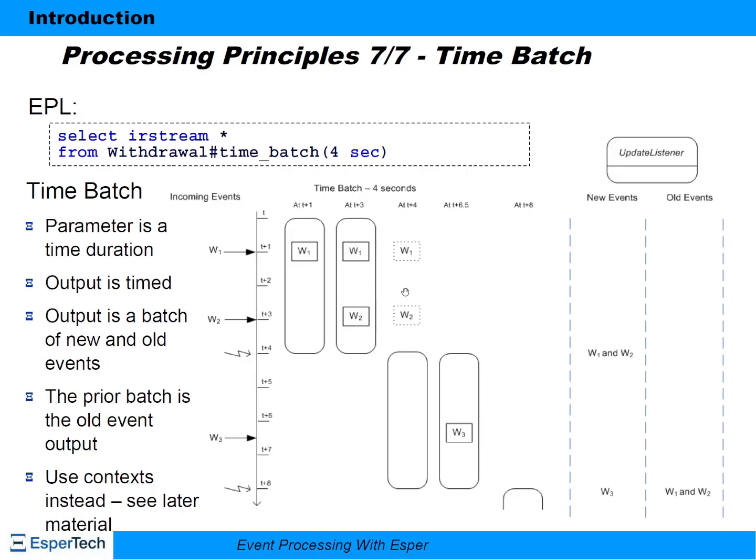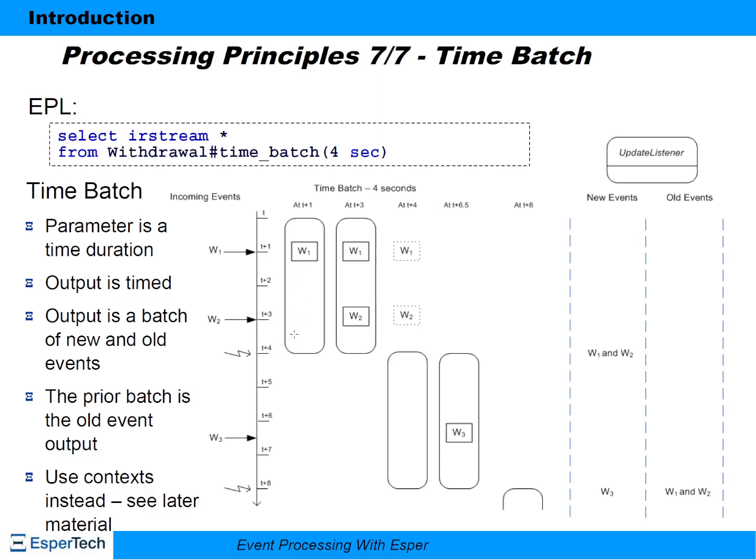Assume that at time t plus 1 seconds, withdrawal event 1 arrives. The runtime adds the event to the current batch, which we assume started at time t, and does not output the event. Since we assume the batch started at time t, the batch window logically tracks events between t and t plus 4 seconds.